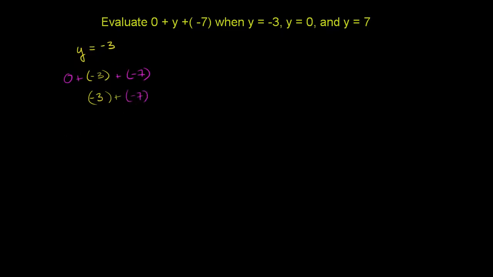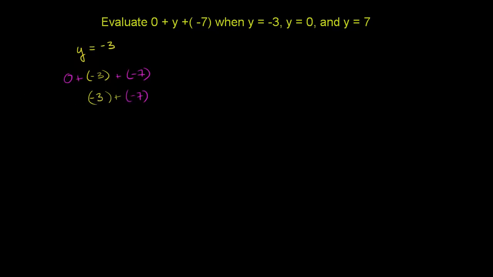And now we could draw a number line here just to help us visualize it. But even if you didn't have the number line, you would say, look, we're already 3 below 0. We're going to go another 7 to the left, another 7 more negative. So if we're 3 away from 0, we're going to go 7 more away from 0. So we're going to be 10 to the left of 0, or negative 10.